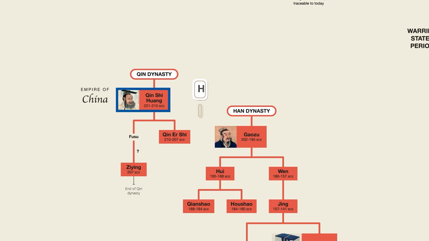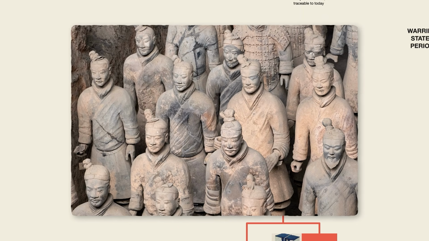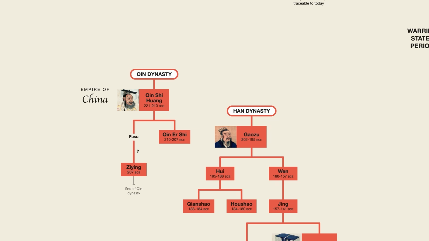In addition to being the first emperor, he is also remembered for starting the construction of the Great Wall of China and for being buried with an army of 8,000 terracotta soldiers. But for all of his accomplishments, his dynasty did not last long, although the name of the dynasty did, because it's from the word Qin that we get the word China.